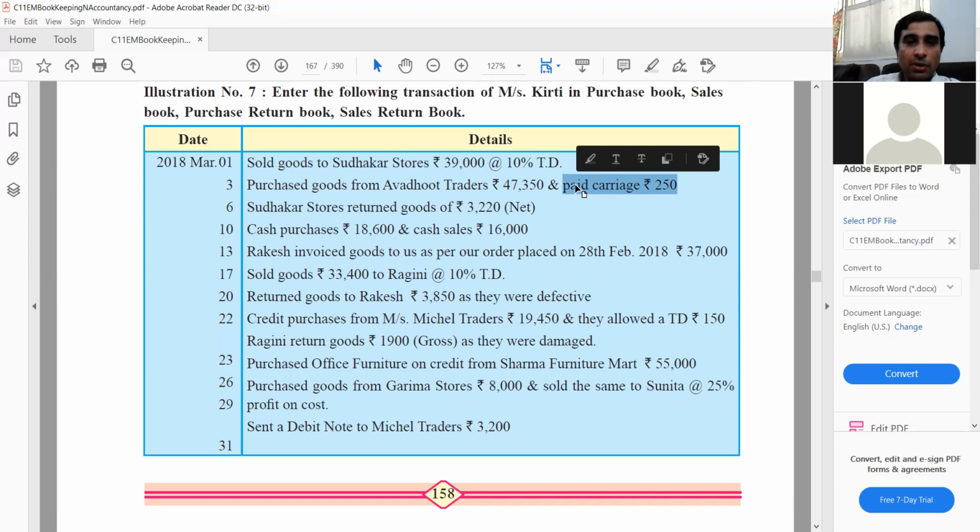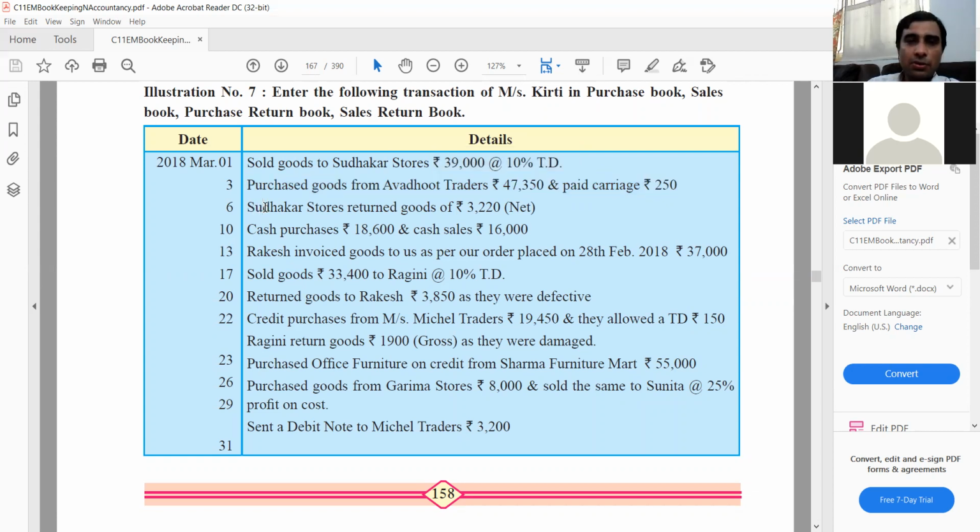Okay, because you are not supposed to pay Avdut this amount. When you are recording a credit transaction in the purchase book, you will record the amount which you have to pay to Avdut on account of the goods that he has sent to you. Okay. The carriage was paid by you in cash to the person who transported the goods from Avdut's factory to your factory. Okay.